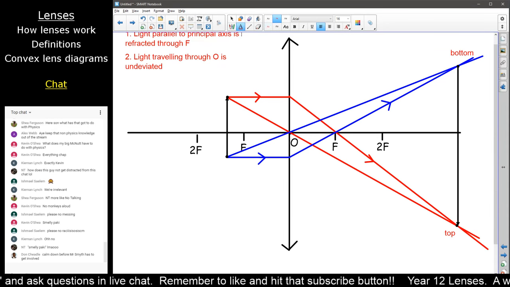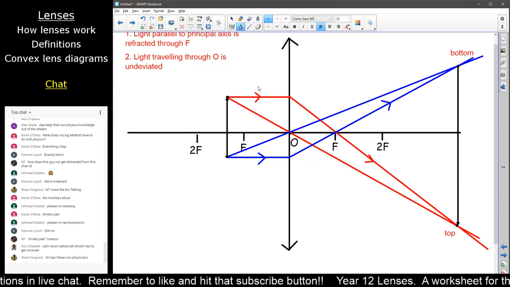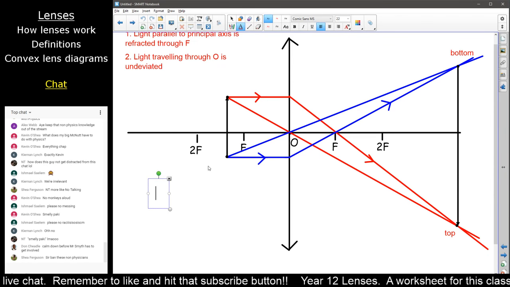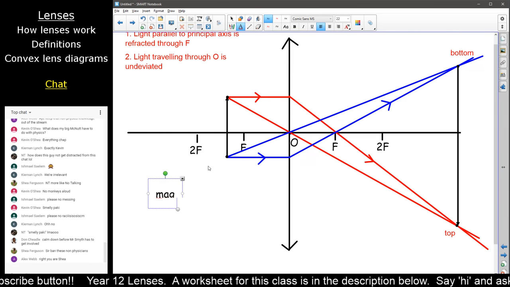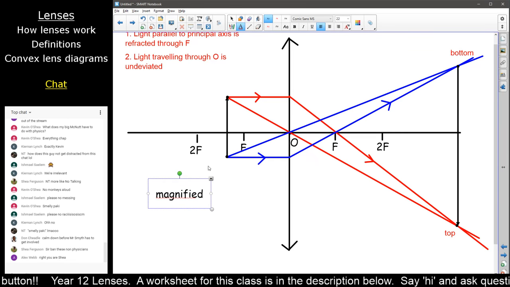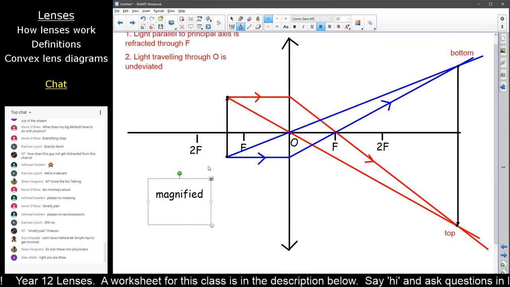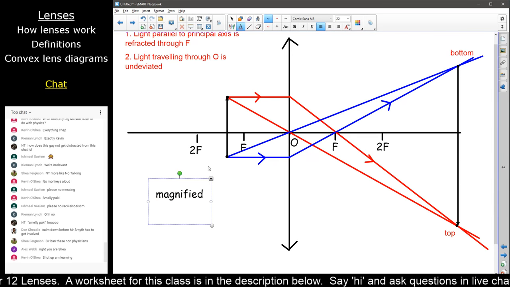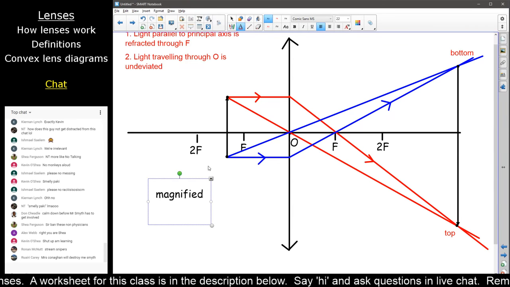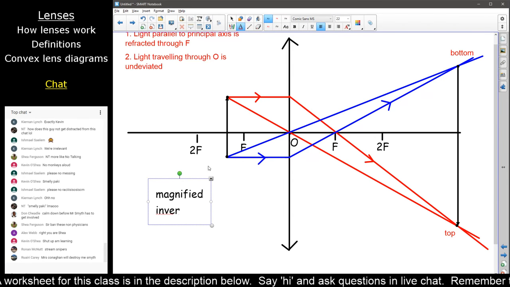And I can say some things about this image, and there are some rules that go with this. So let's comment on it. We first of all know it's bigger. Not good enough to say bigger. It doesn't sound like you're talking about physics. So if we're saying bigger in physics, we say magnified. Okay, sounds more impressive. So we've got a magnified image. Okay, it's upside down, but we can't say it's upside down. That would be silly. We say it's inverted.